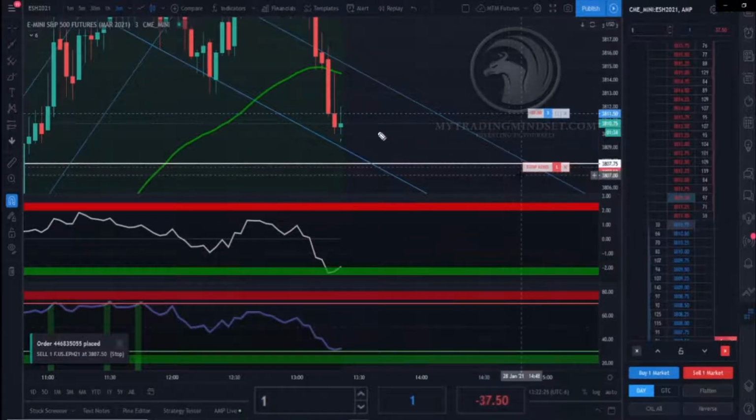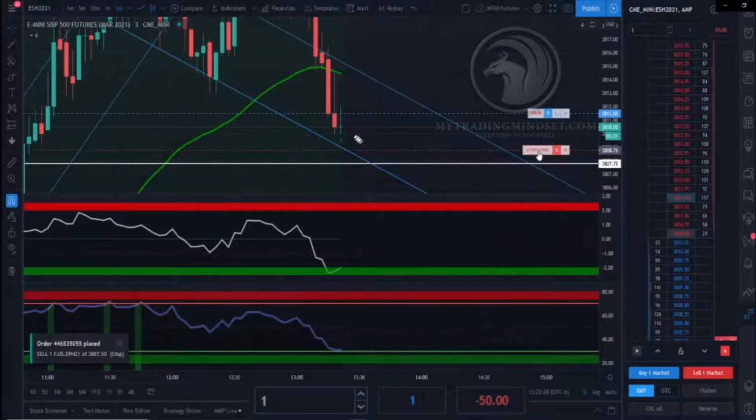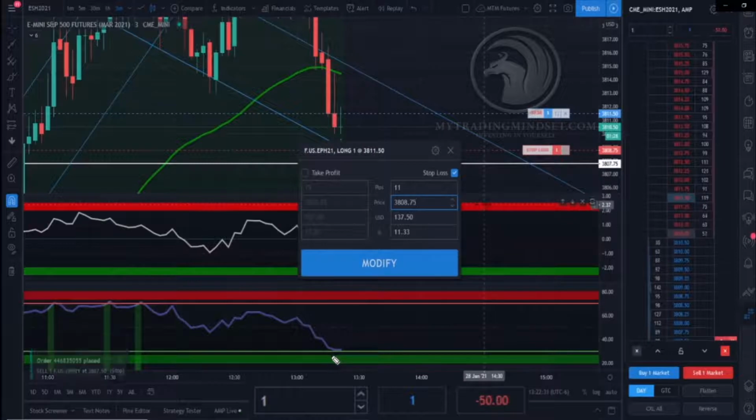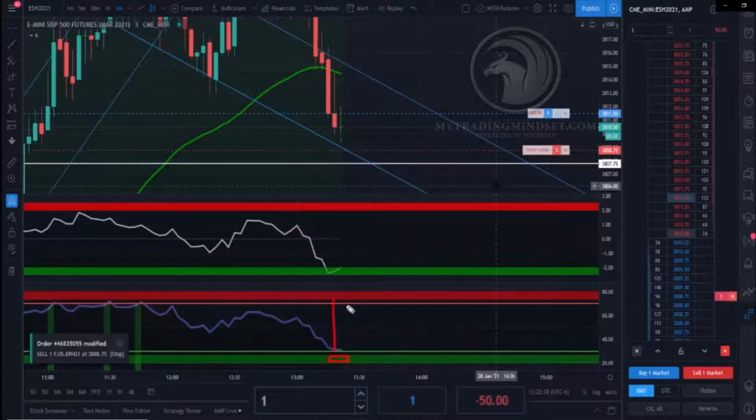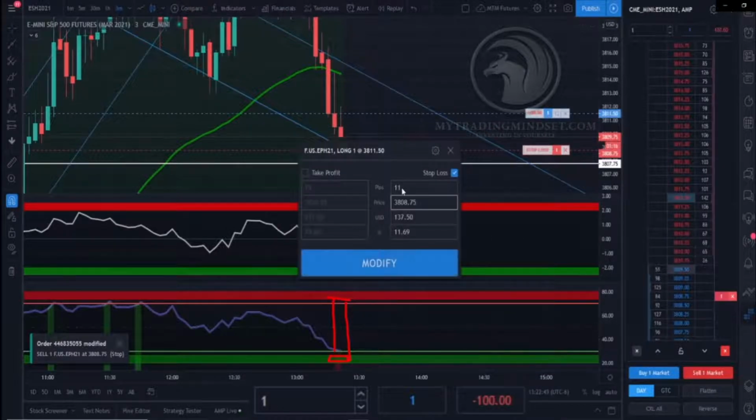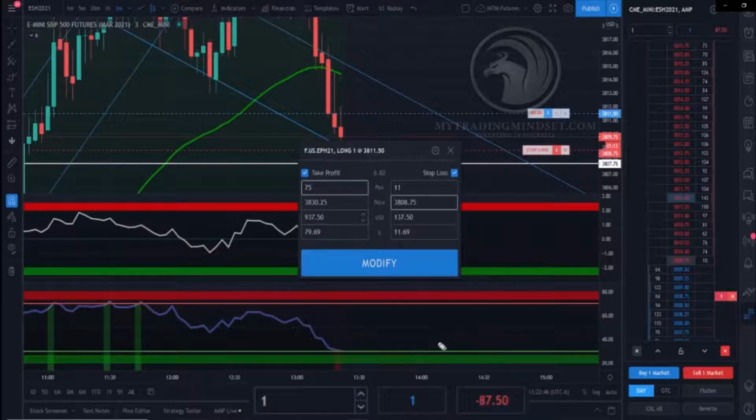But I got the stop loss in there, and if this would have hit down here and you would see this light up red, that would have been my perfect entry point, which I think I kind of got into early. Let me see. Let's see how this trade goes.